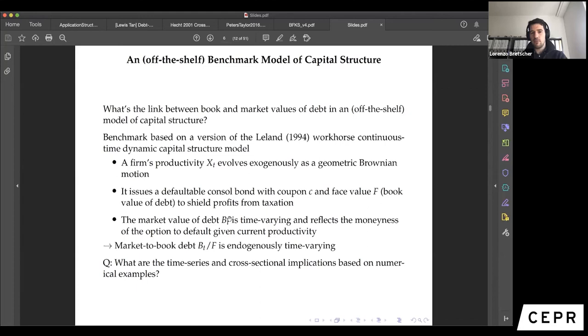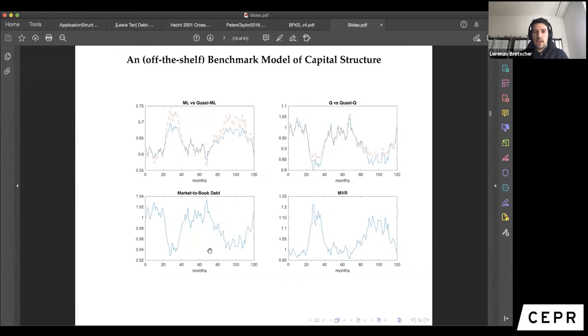And the market value of debt, B_t, is then time varying and reflects the moneyness of the option to default, okay? So that is the market to book debt ratio, B_t over F, or the counterpart of what I plotted for you before, in this model is endogenously time varying. And here are some simulations of this model, okay?